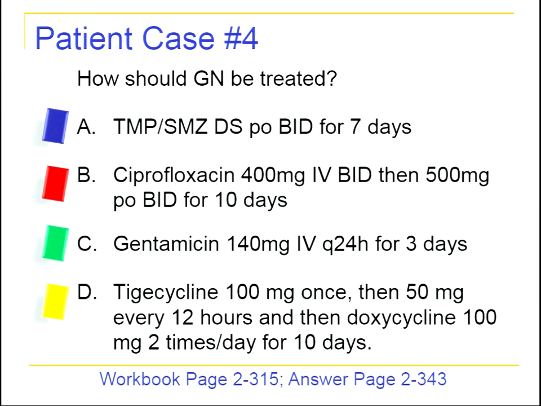So how should GN be treated for this complicated pyelonephritis? Hopefully you see the answer is B, ciprofloxacin for 10 days of therapy. So fluoroquinolone is one of those options, along with aminoglycoside or extended spectrum beta-lactam. And treating for 10 days would be an appropriate length of therapy. The aminoglycoside gentamicin could be used, but too short a therapy.